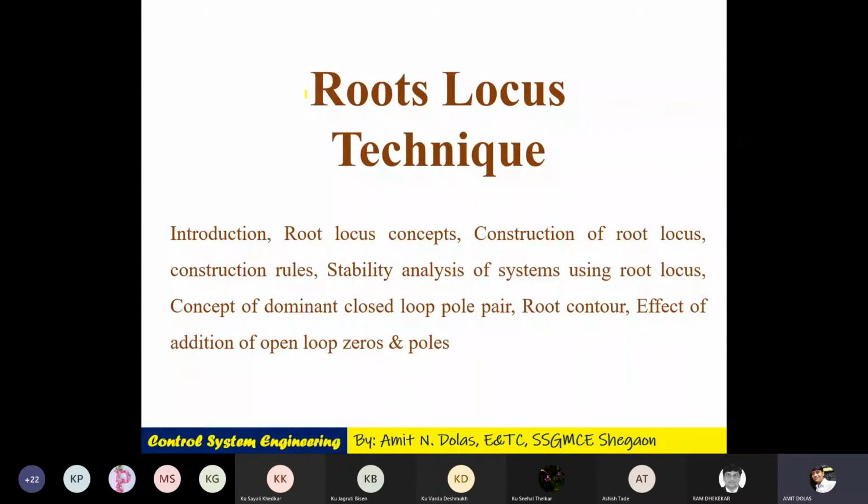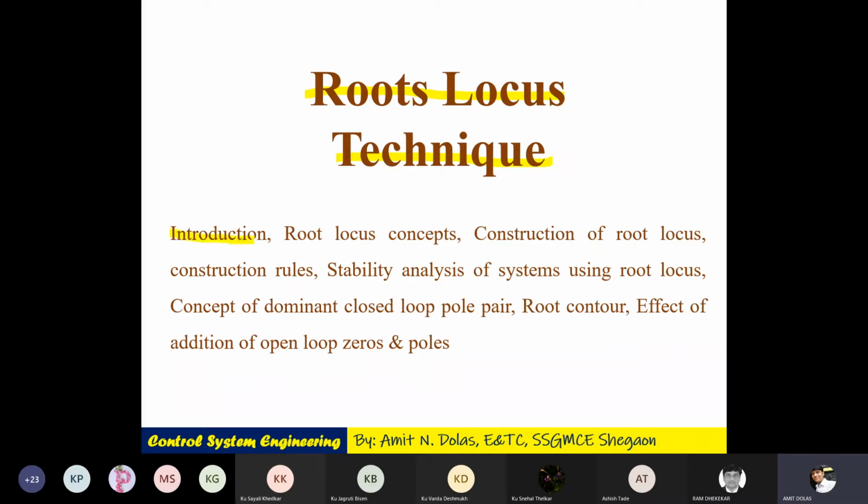So here, the root locus technique. Earlier to this, we have seen the Routh-Hurwitz criterion. There are certain limitations to the Routh-Hurwitz criterion. Some of the information cannot be obtained from the RH criterion, so we'll go for the root locus. We cannot get the exact location of the poles in Routh-Hurwitz.